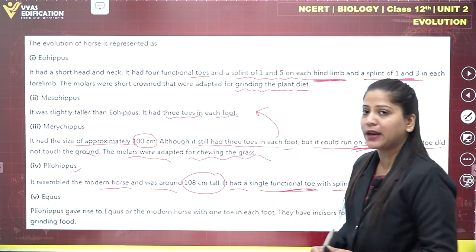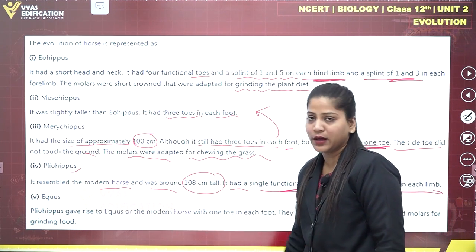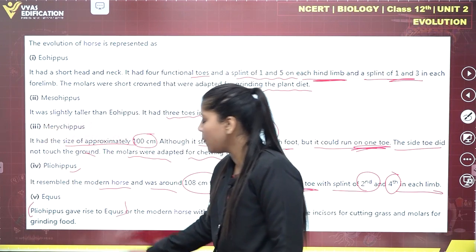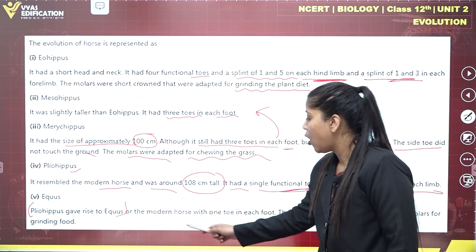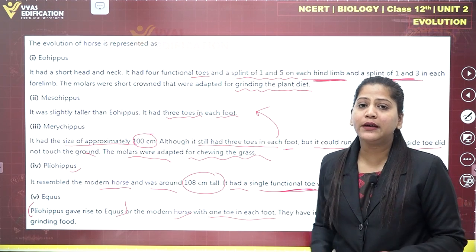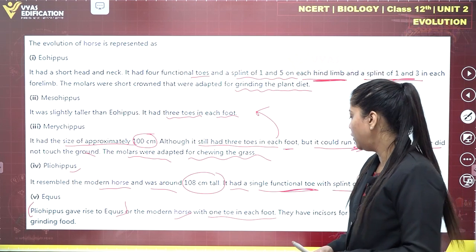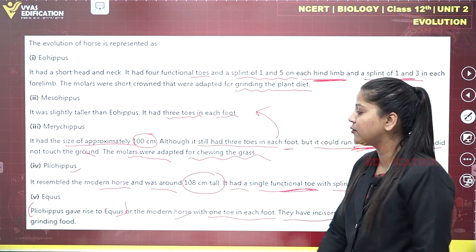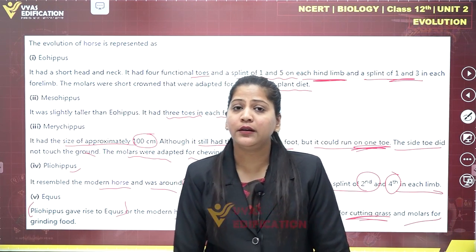Now, if you talk about the characteristics of Equus, Pliohippus gave rise to Equus. That is very obvious and very clear, that Pliohippus gave rise to modern horses known as Equus. With one toe in each foot, modern day horses have only one toe in their foot, and they have incisors for cutting grasses and molars for grinding food. This is the evolution of modern day horses, right?